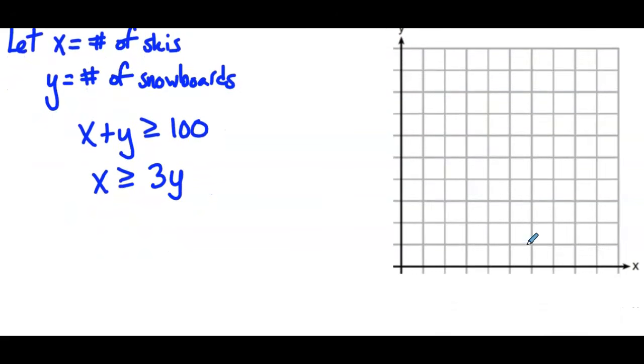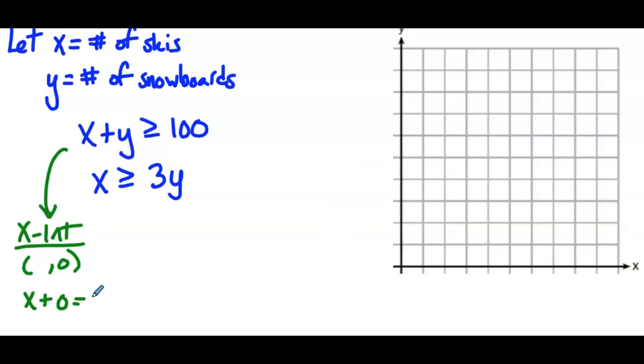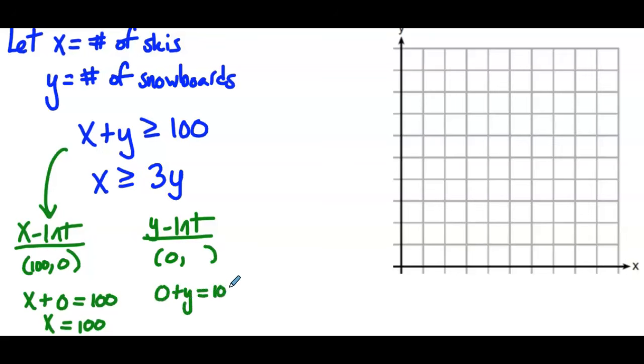Now we need to figure out if we have to scale our axes. So we'll find the x and y intercepts of our first inequality. So the x-intercept when y is 0. This one is a little bit easier. We have just x plus 0 equals 100. So x is 100. And the y-intercept, the point whose x-coordinate is 0, so we have 0 plus y equals 100, which is y equals 100.